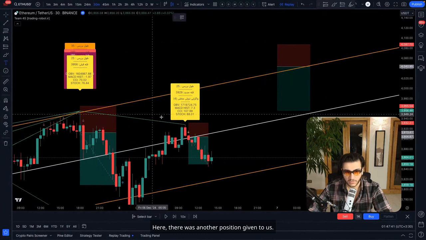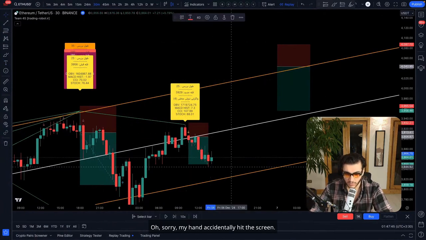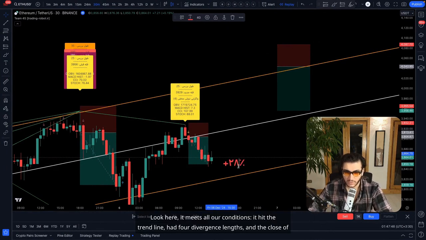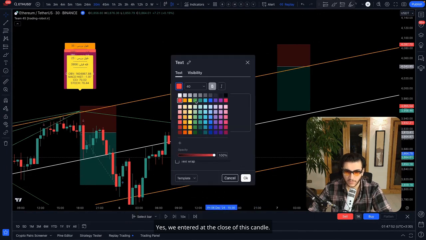Here, there was another position given to us. Let me show you how we took this position, starting from the 2 candles before it. Okay, this was the middle line. Oh, sorry. My hand accidentally hit the screen. Let's start moving forward. Look here. It meets all our conditions. It hit the trend line, had 4 divergence lengths, and the close of this candle. If we draw an arrow for it, we can enter. Yes, we entered at the close of this candle.